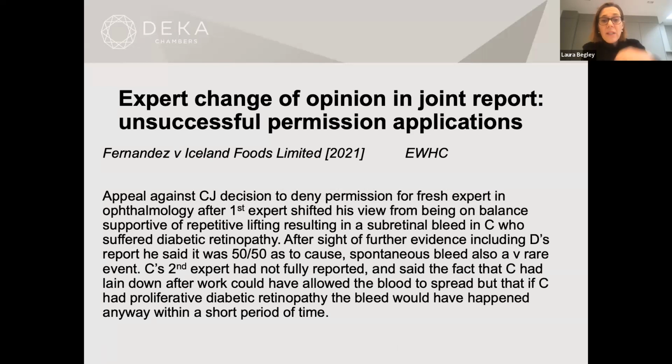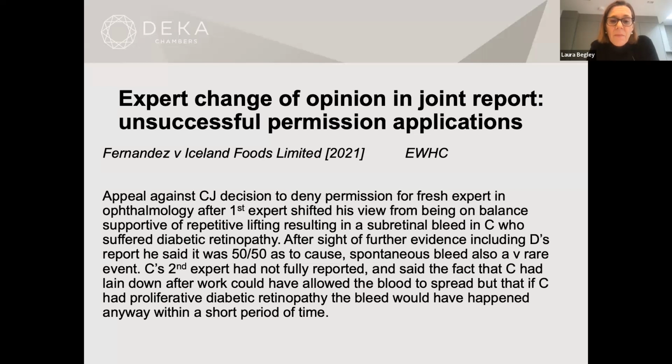And the next case is a more recent one of unsuccessful application, the case of Fernandez. And in that particular case, the claimant had been engaged in some lifting and bending, stacking things in a warehouse or a supermarket. And he had diabetic retinopathy. And he said that the nature of the system of work and the weights that he was lifting had caused him to suffer a subretinal bleed. He was already blind in one eye, so very sadly he became completely blind.